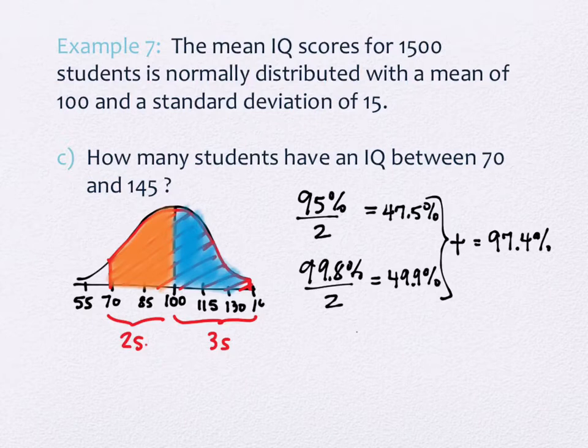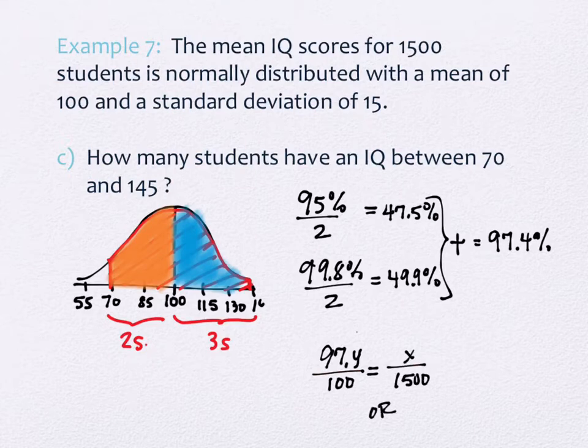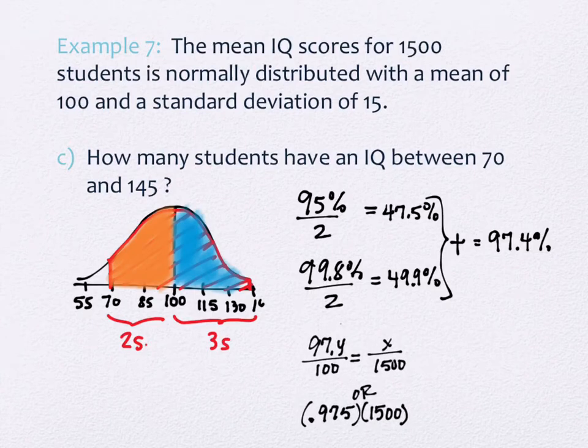Am I done? No, I'm asked for the number of students. So I will either do a proportion and take the 97.4 over 100 times x over 1,500, or we will take 0.975 as my percentage in decimal form times my 1,500 students. Either way, we'll get the same quantity. How many students will this yield? 1,461 students.